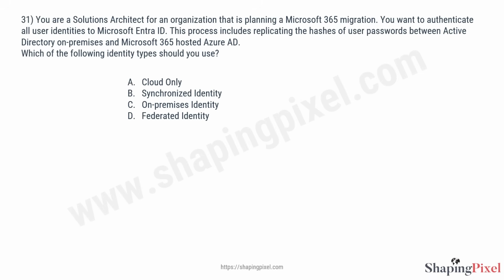So question number 32. You are a solution architect for an organization that is planning a Microsoft 365 migration. You want to authenticate all users' identity to Azure Active Directory. This process includes replicating the hashes of user passwords between Active Directory on-premises and Microsoft 365 hosted Azure AD. Which of the following identity types should you use? And we have the following four options: cloud only, synchronized identity, on-premises identity, federated identity. So the right answer here is option B, synchronized identity.